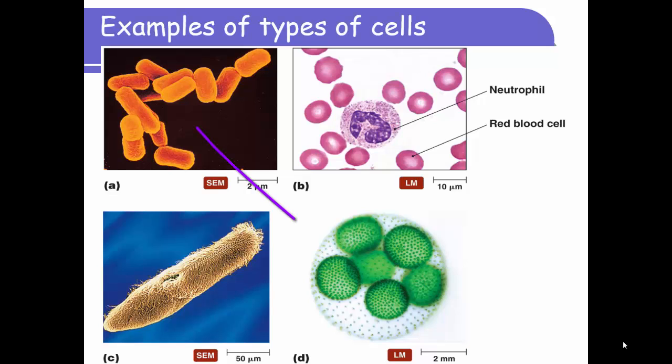For example, the prokaryote, which is the bacteria here. The others are eukaryotic cells because they did or do have a nucleus, for example, the neutrophil, or the human red blood cell, which as a mature cell has no nucleus, but did contain one in its early development, our good old friend the paramecium, and algae.